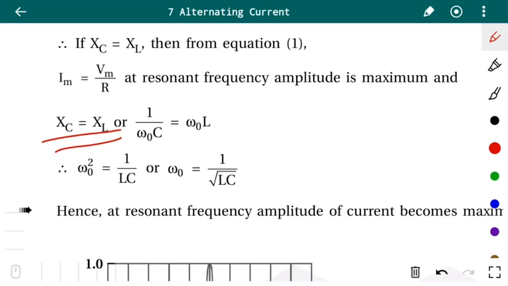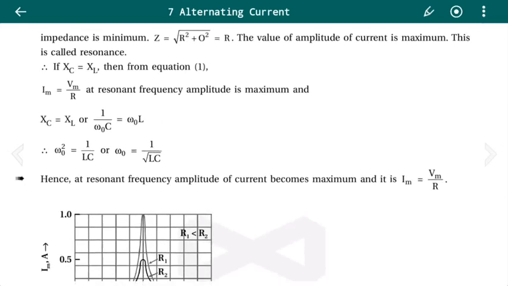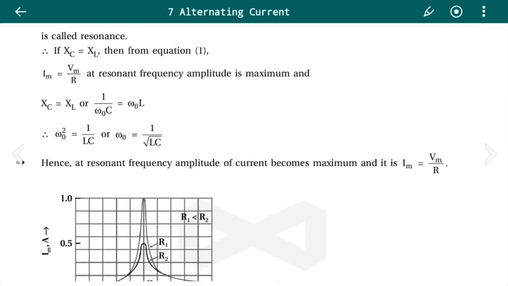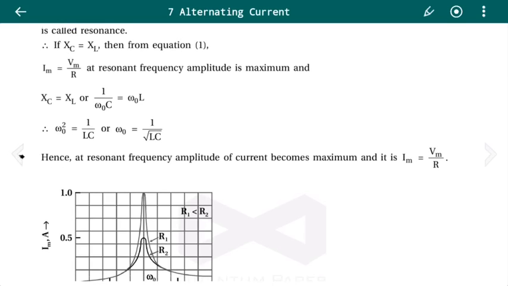Now, taking omega 0 on the other side, it will be omega 0 square, and taking L on the other side, it will be 1 upon LC. Taking square root on both sides, omega 0 equals 1 upon root LC. Hence, at resonant frequency, the amplitude of current becomes maximum, and it is Im equals Vm by R.